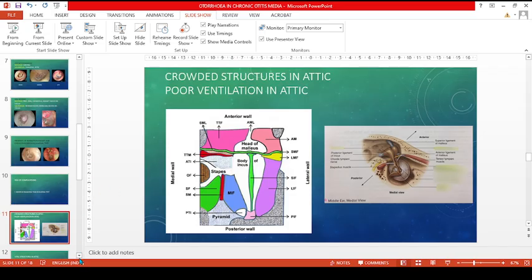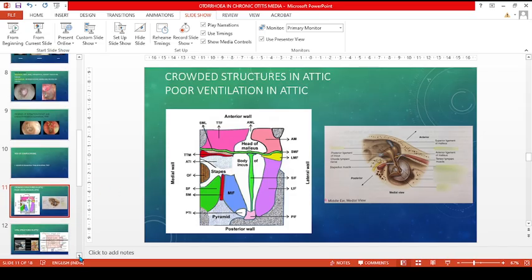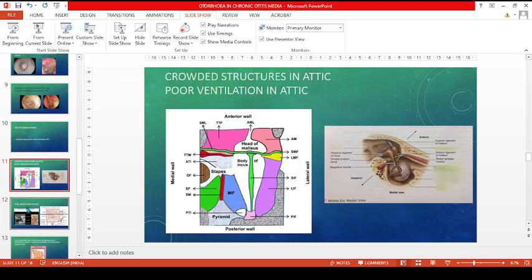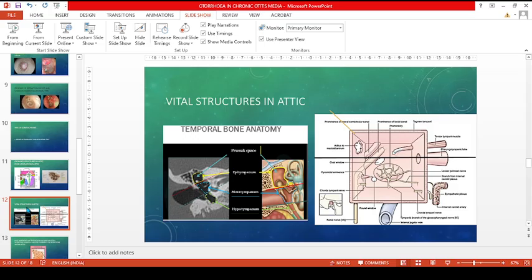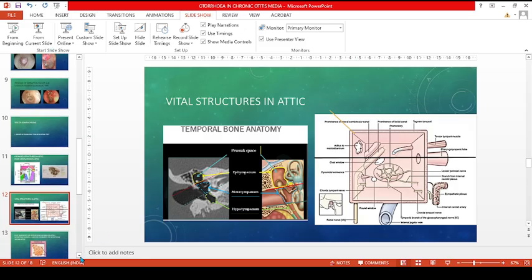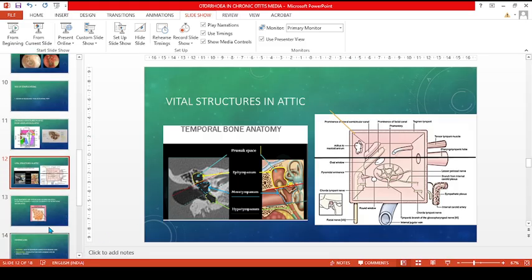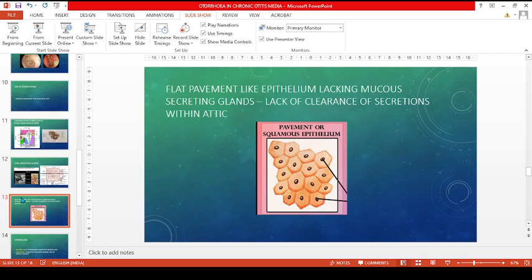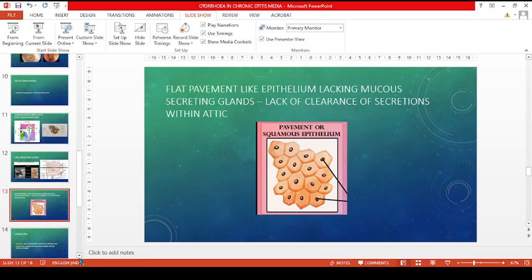And why is it causing more complications? Because, in addition to this, there is the presence of vital structures around the attic, like the ossicles. You have the facial nerve and the lateral semicircular canal, all of them coming in close relation to the attic, which can get damaged. The flat pavement-like epithelium lacks mucus-secreting glands in the attic, and hence the inflammatory secretions do not get cleared easily, and this leads to faster progression of disease.